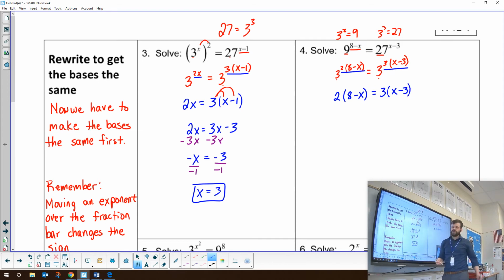We can distribute, combine like terms, and solve. So we're going to distribute our 2 here. So I'm going to go 2 times 8, 2 times negative x. We're going to get 16 minus 2x equals, distribute here, 3x minus 9. Okay, let's get our numbers together.